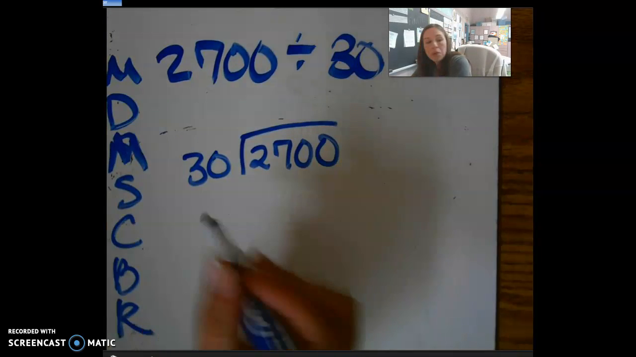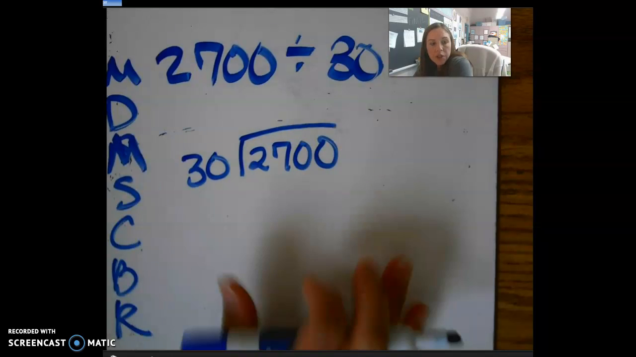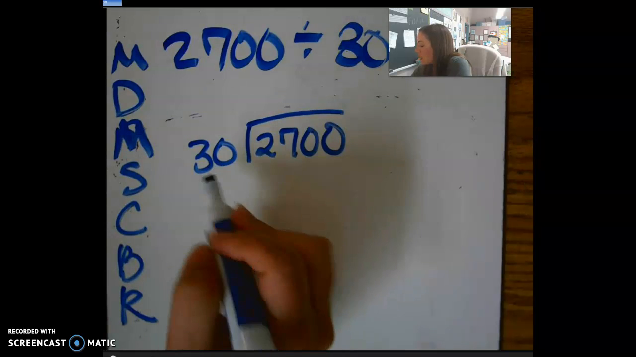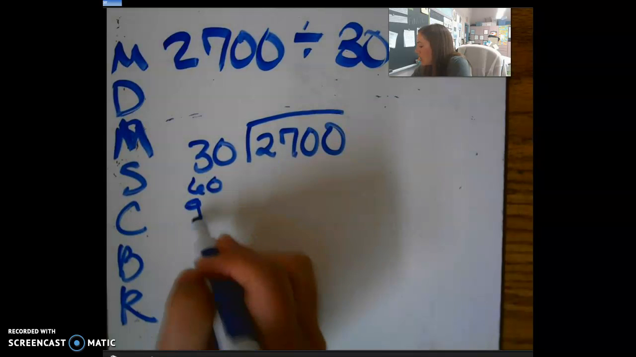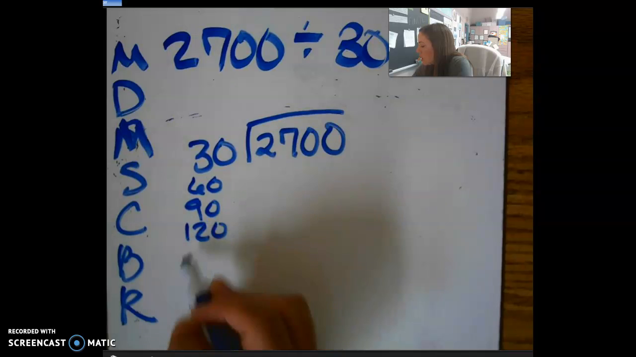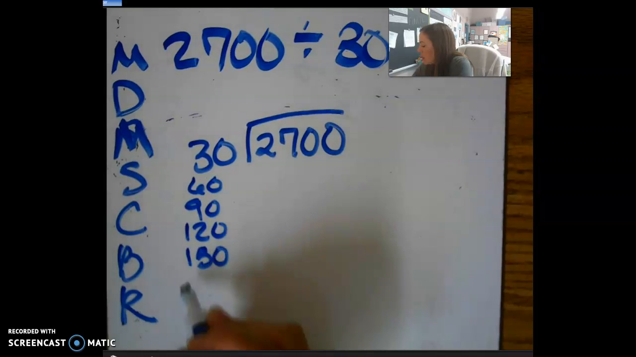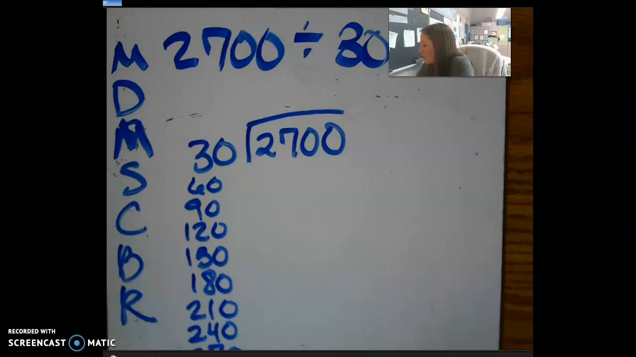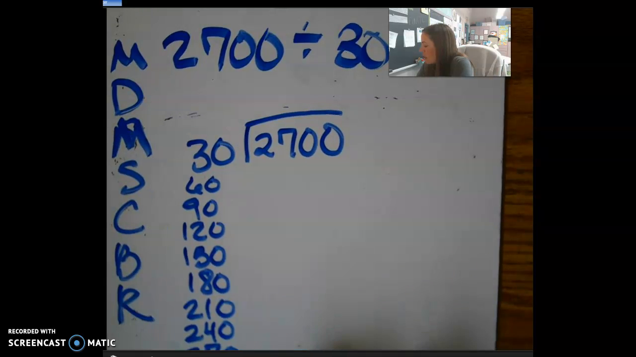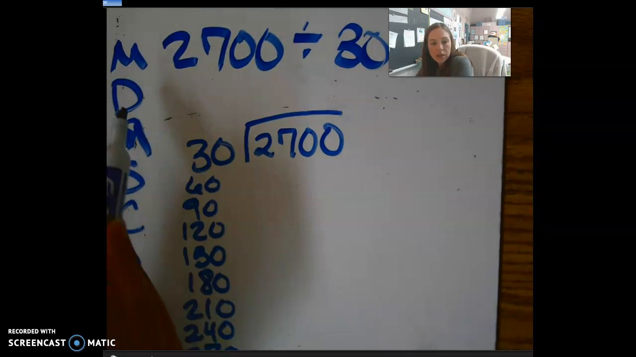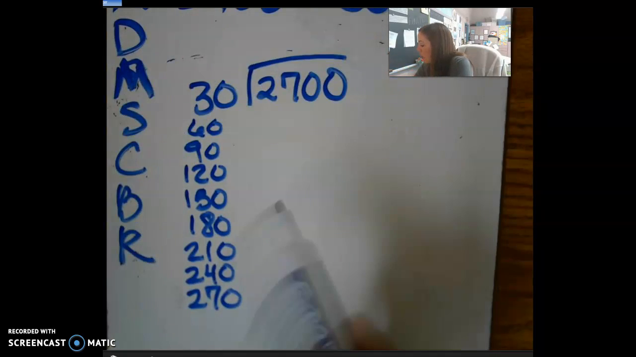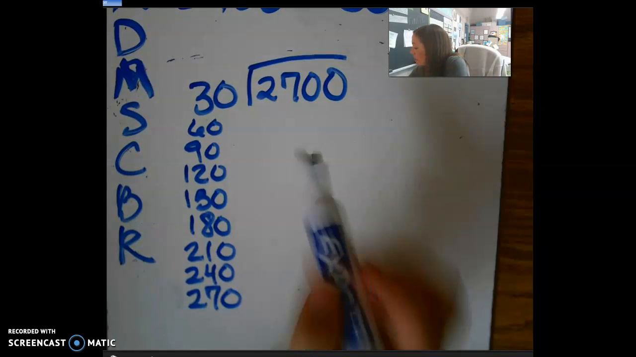We need to make my list of multiples. My multiples of 30 are the multiples of 3 with a 0 on the end. So 30, 60, 90, 120, 150, 180, 210, 240, and 270. Then I start with divide. Well, I already see part of my number in my list of multiples.